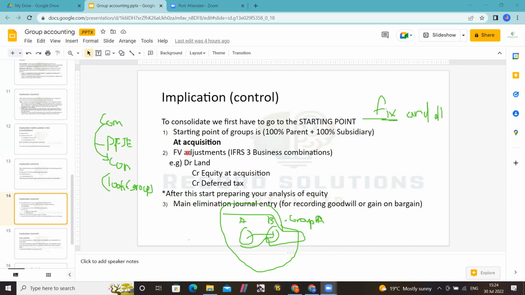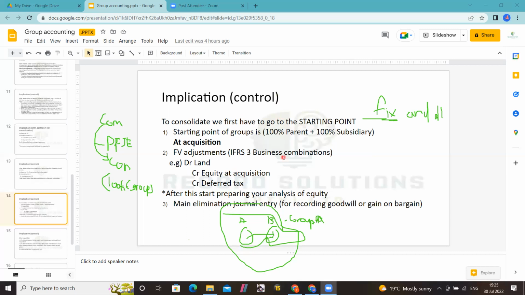So those are the general entries at acquisition. Do you see that we are still fixing things at acquisition? So the fair value adjustments and the assets and liabilities that are not recognized by the subsidiary, but we as parents identify them. So those are the adjustments that you have to do first. Do not forget deferred tax. Deferred tax just follows the equity at acquisition.